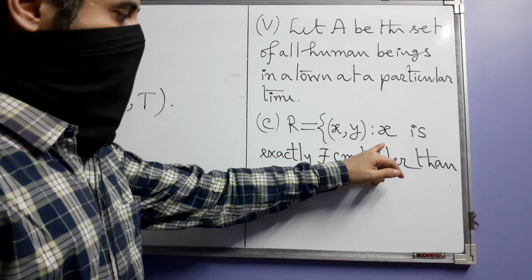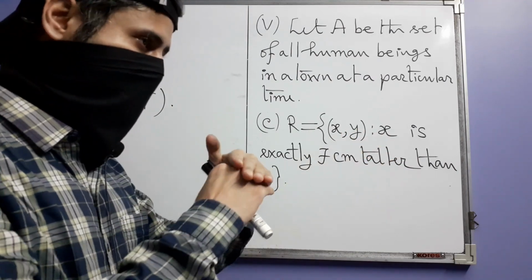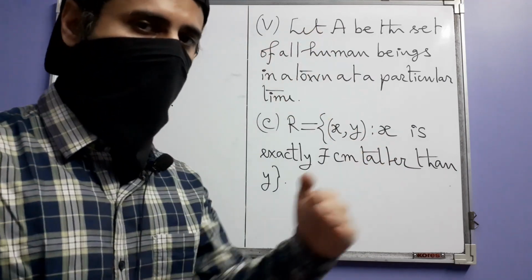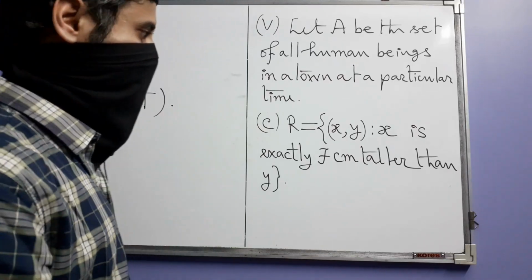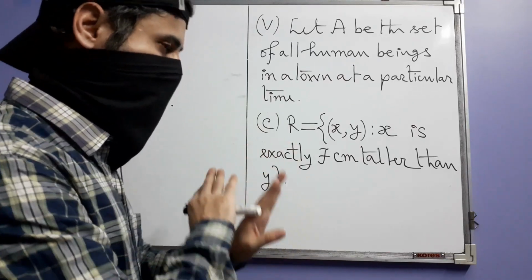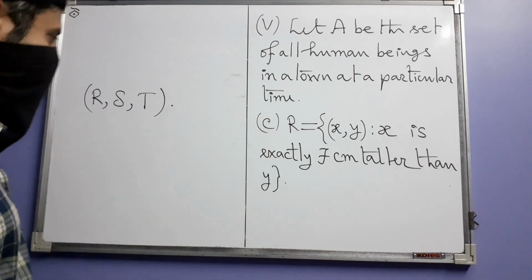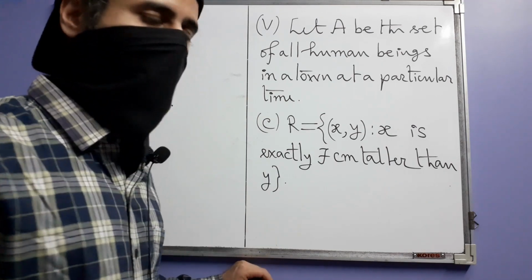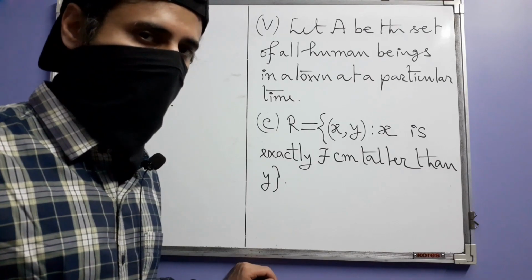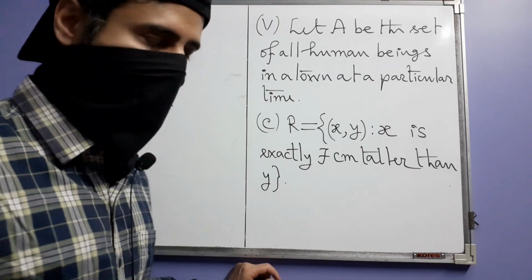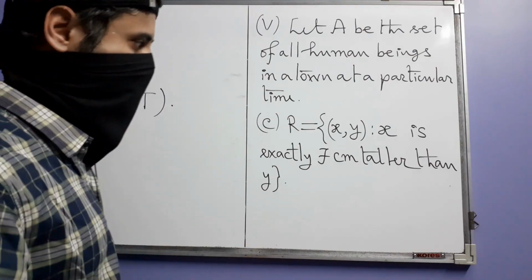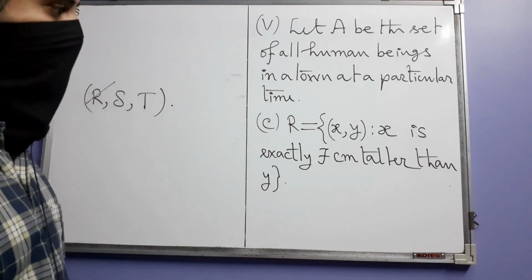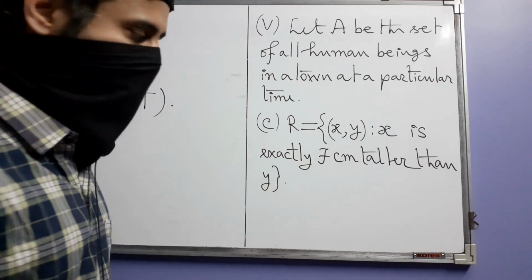X and y are related if x is exactly 7 centimeter taller than y. Obviously, this relation is not reflexive, because x cannot be taller than themselves. Can you be taller than yourself? No, that too exactly 7 centimeter. That's not possible. It is not symmetric either.